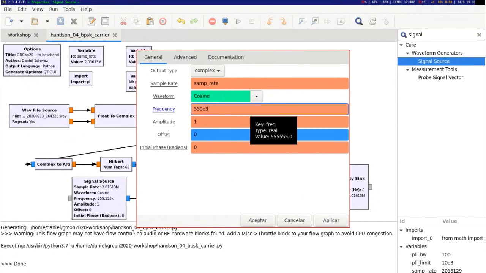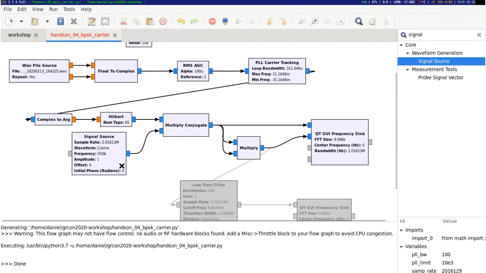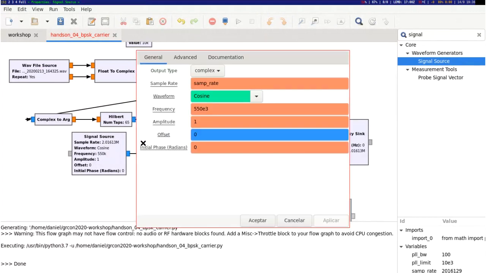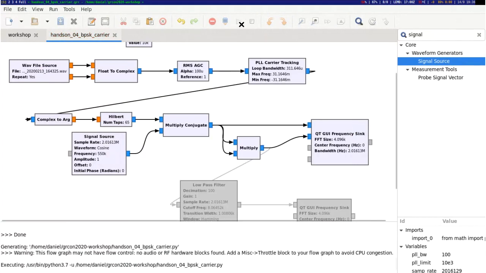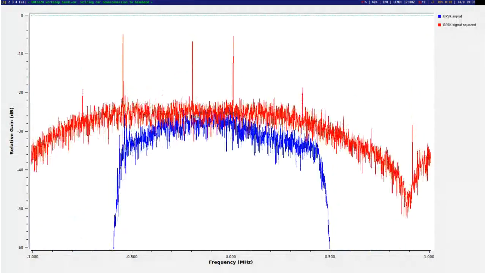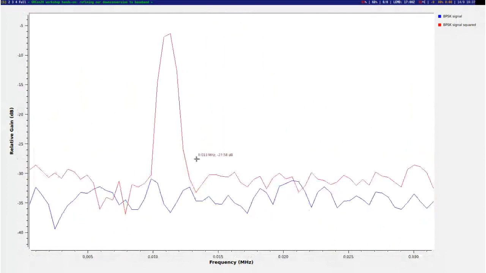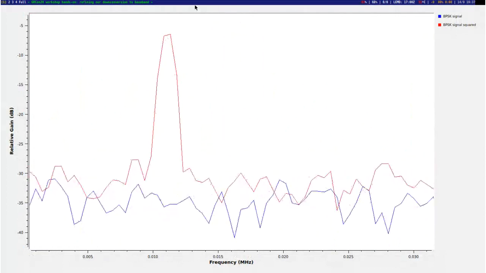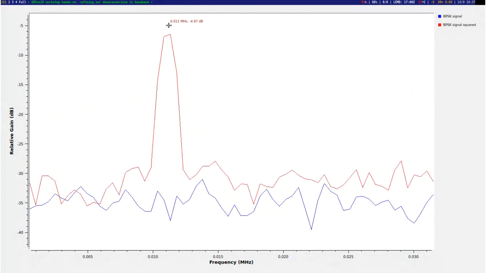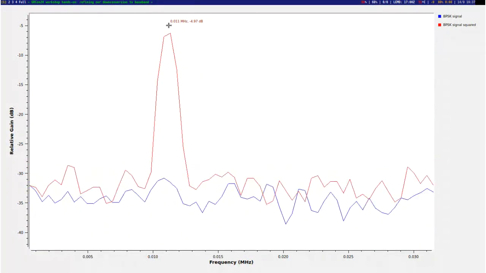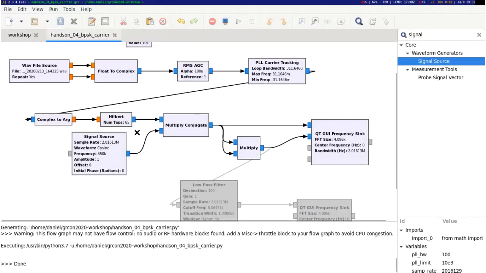If I put 550 as before, and here I'm doing multiply conjugate, which is the same as putting a minus in the frequency. You'll see this has a frequency error. So instead of getting this carrier at 0 hertz, we get it at 11 kilohertz. So this means our frequency error is 11 kilohertz.